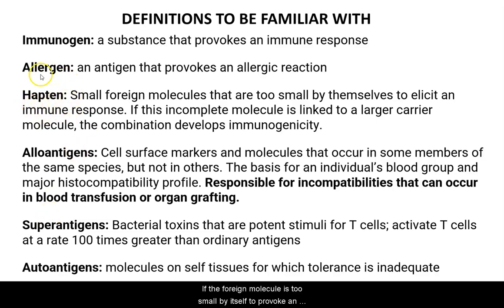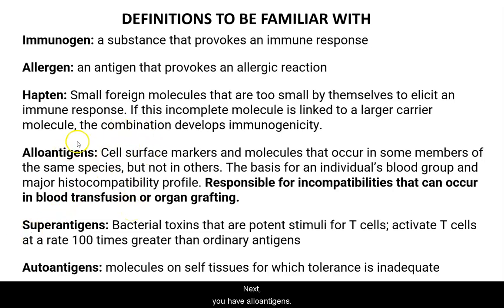If the foreign molecule is too small by itself to provoke an immune response, we call it a hapten. And these haptens can be bound to larger carrier molecules, like larger proteins. And when they're bound to the larger proteins, the immune system can recognize them. So that combination is going to develop immunogenicity.